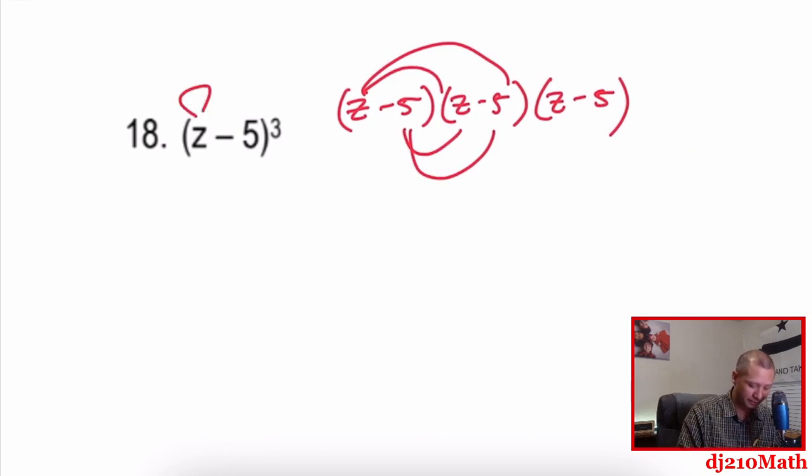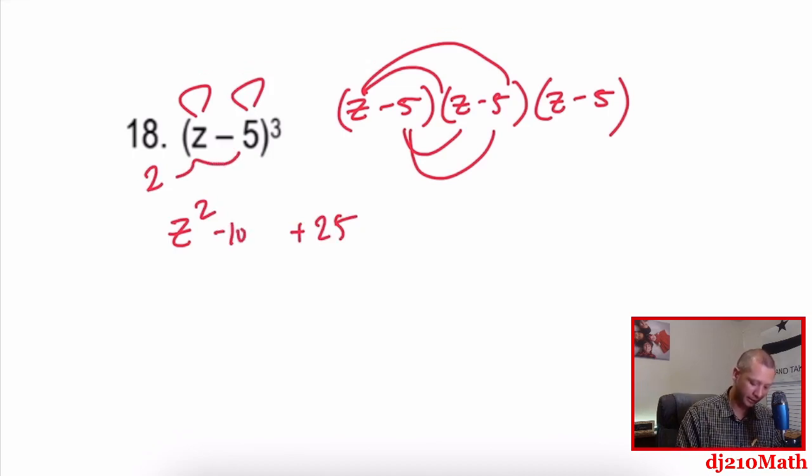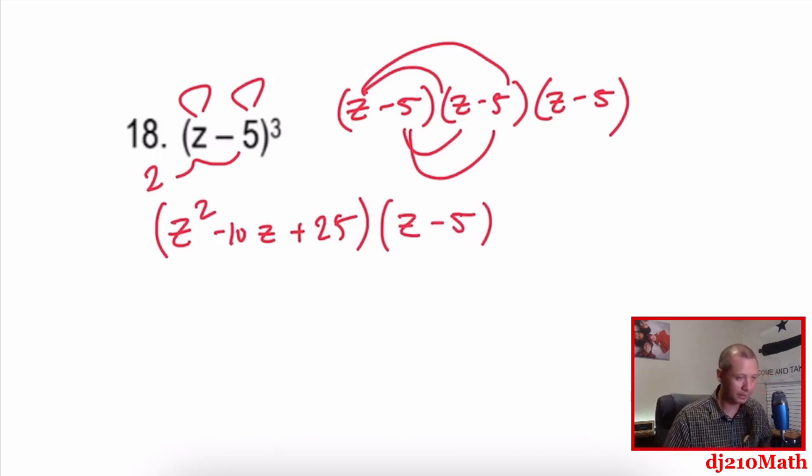So because it's cubed, I can do my trick once. So z times z, z squared. Negative 5 times negative 5 is positive 25. 2 times z times negative 5, so negative 10z. All right, so that's z minus 5 squared. Now I'm going to take z minus 5 squared and multiply it times z minus 5.